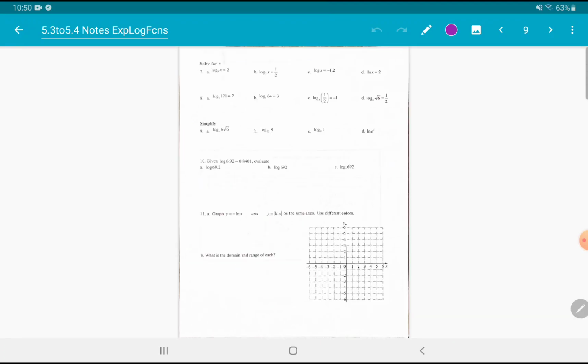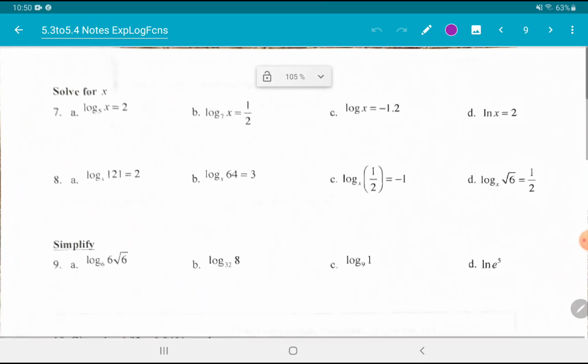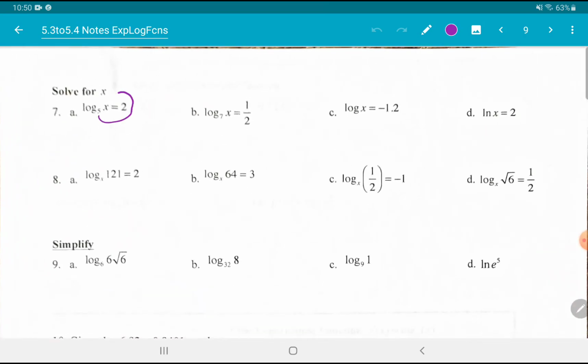Let's go on to the next page. Number 7. Again, let's do the loop trick here. We can say 5 to the second power is equal to x. So x is 25.